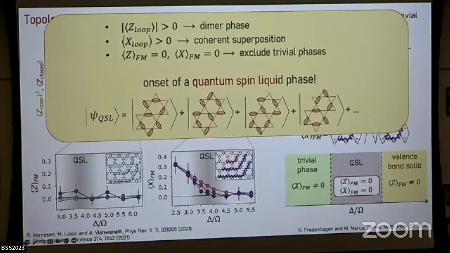Here we use the word onset, as it's been highly debated. What we're trying to say here is, of course, we don't see a quantum spin liquid with infinite correlation lengths. We have some defects in the system, but we do see the signatures of a quantum spin liquid, at least over some correlation length in the system. Over space and over many experimental repetitions, yeah.